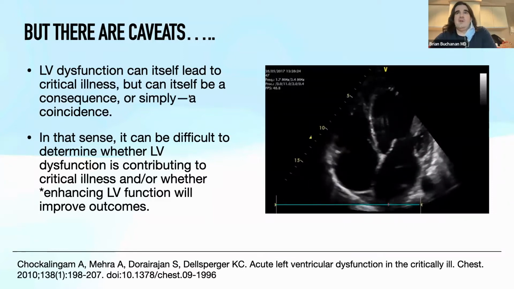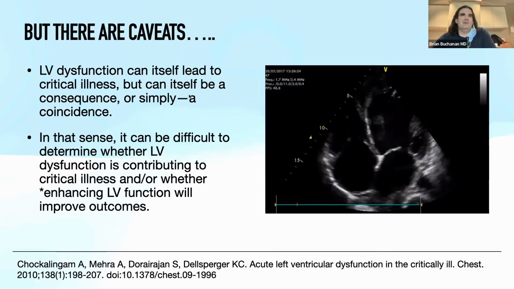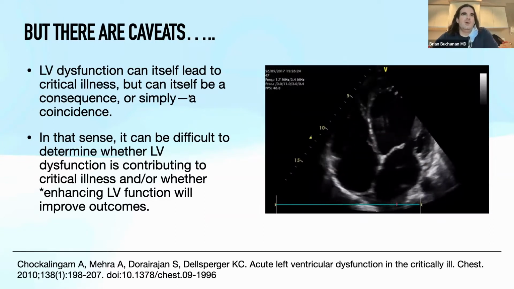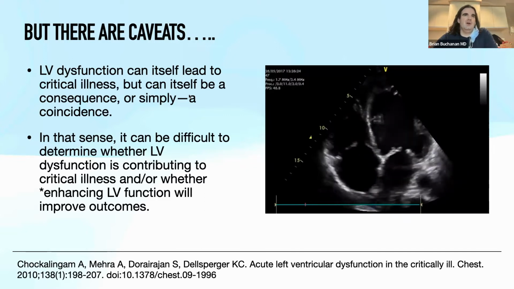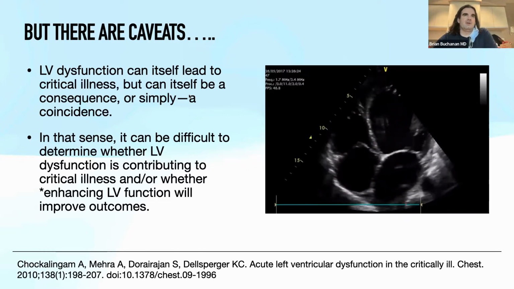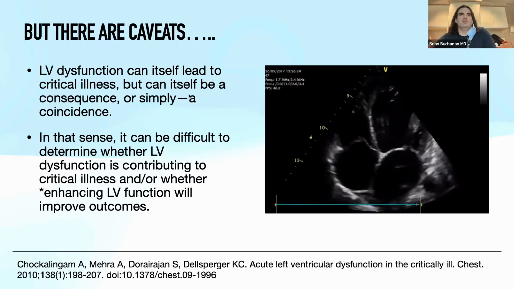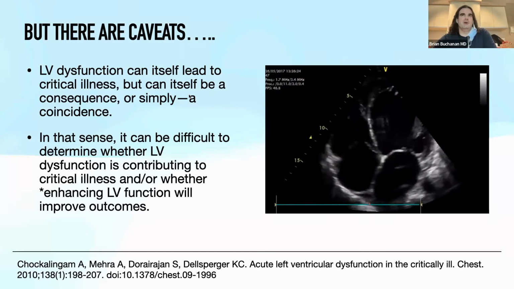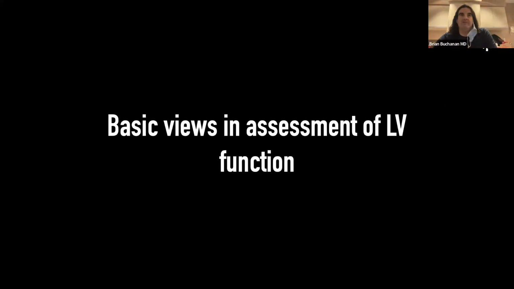And the next question that oftentimes gets raised is, if we enhance LV function, like if we make the LV more functional with inotropes, does it actually do anything? I think many would agree that there are certain cases where inotropes will actually only make the patient worse, probably increase the risk of arrhythmias, for example, reduce their afterload, and increase their myocardial oxygen demand. So that's one thing to be mindful of.